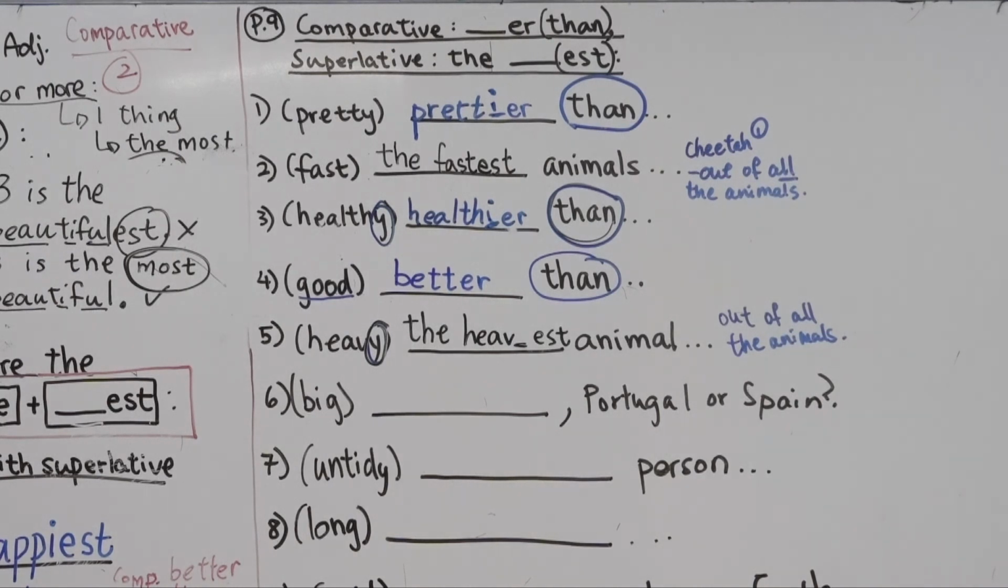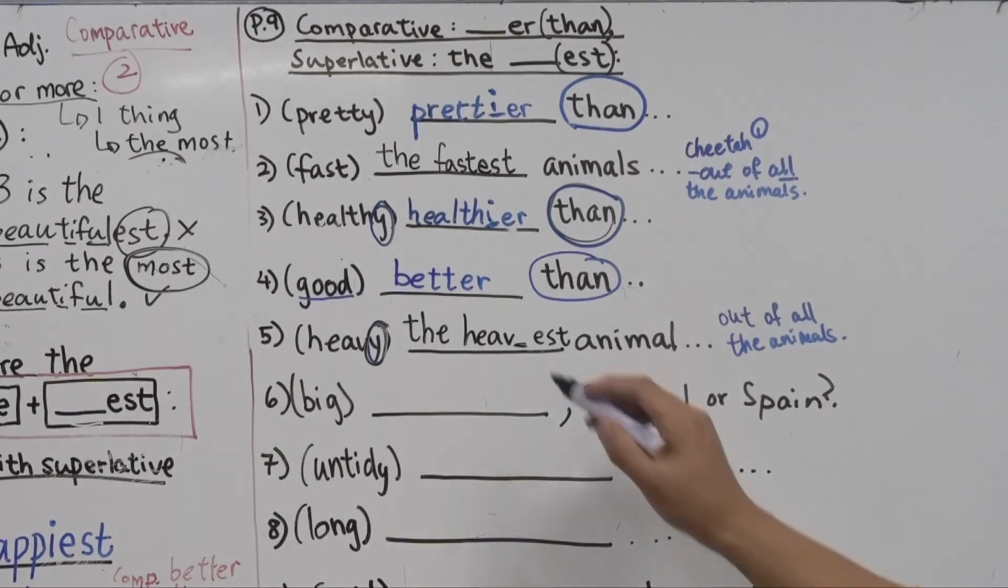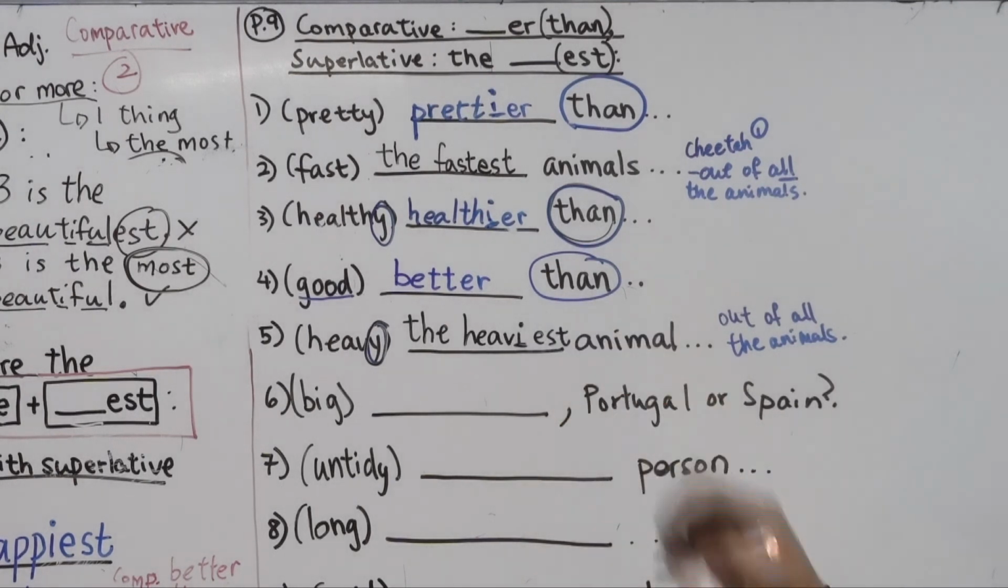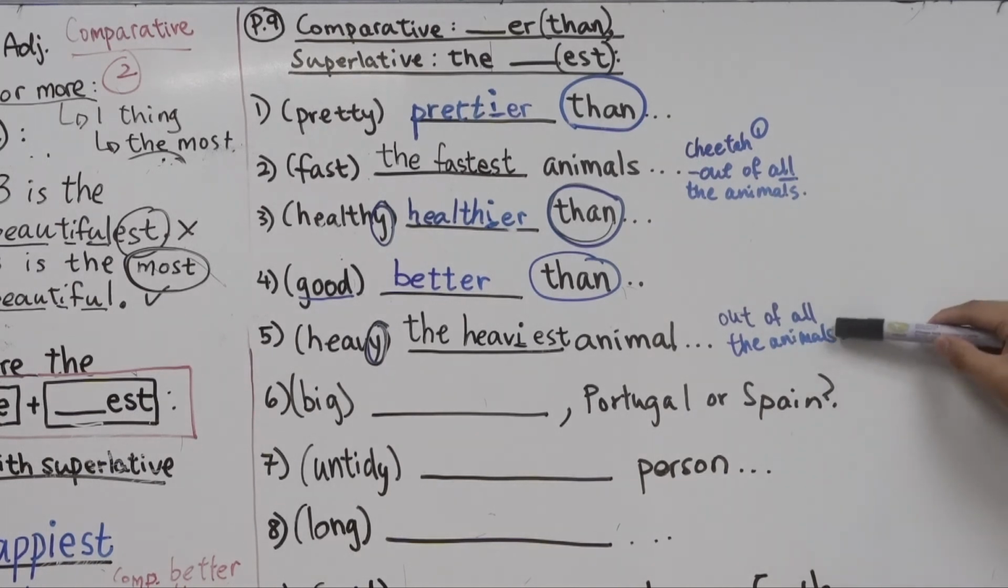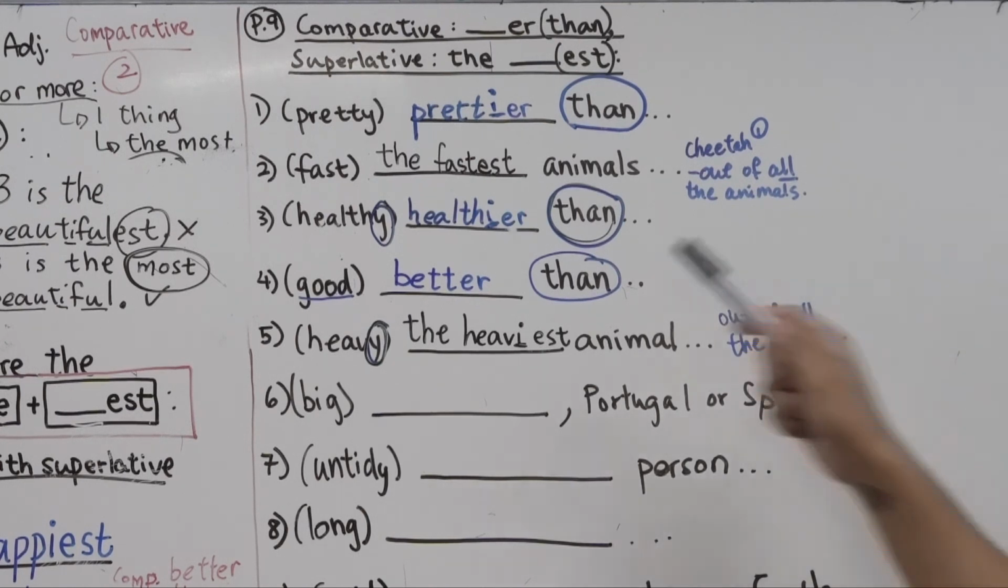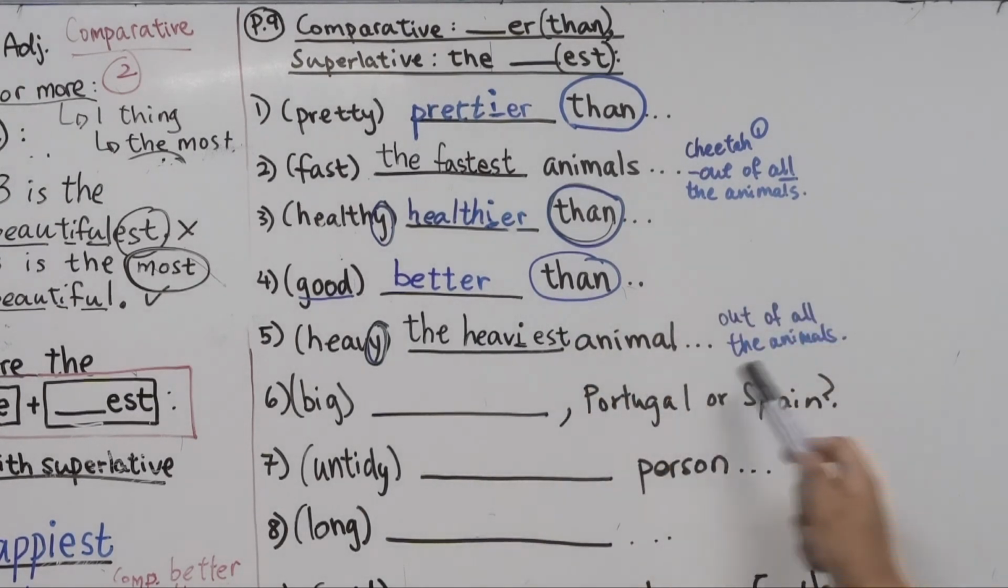And we change the y to an I, okay? We change the y to an I. Heaviest. All right? So again, remind you, out of all the animals, even if we're talking about one animal only, we're talking about the whole picture, right? One animal out of all the animals in the world.